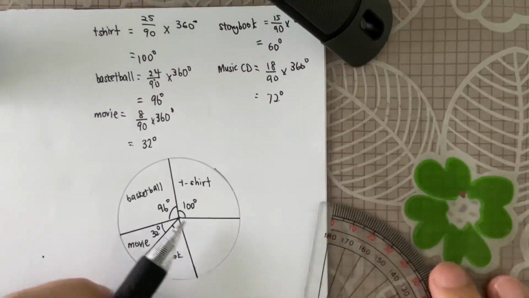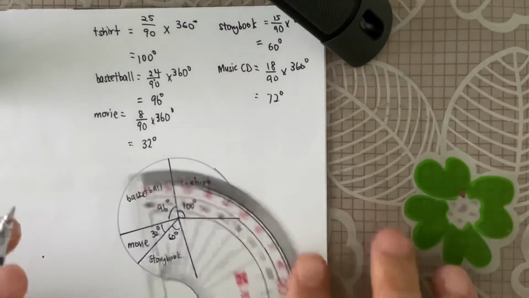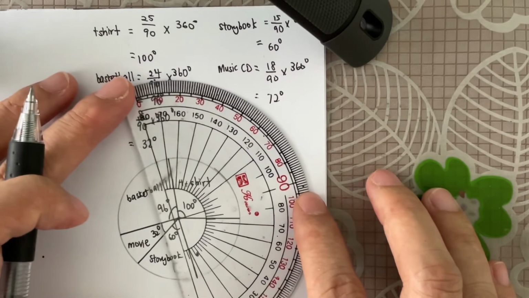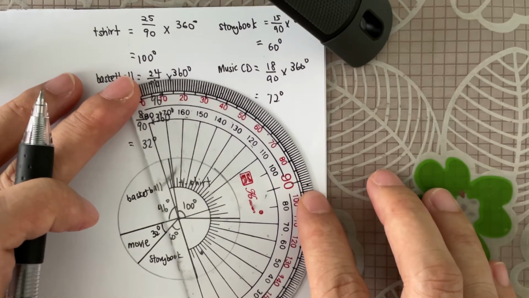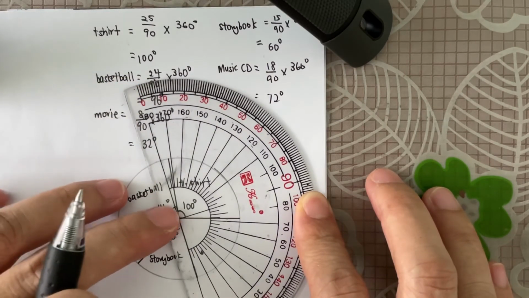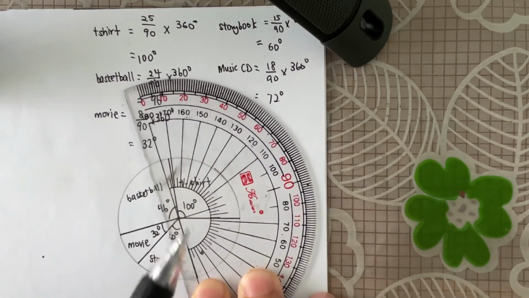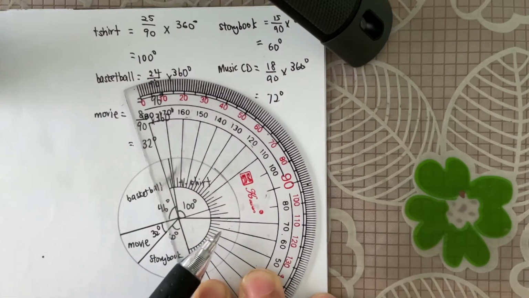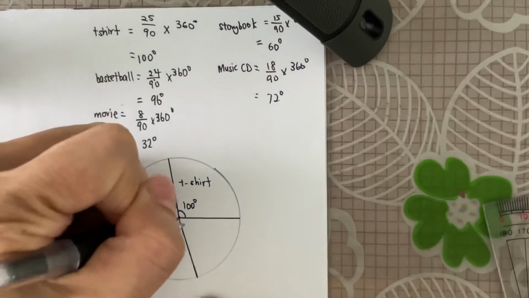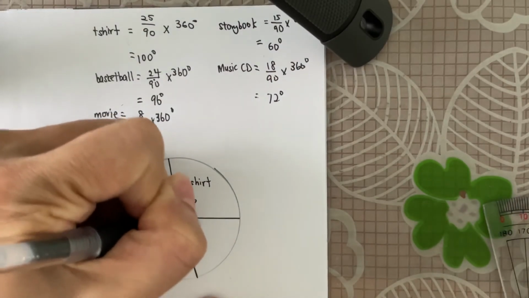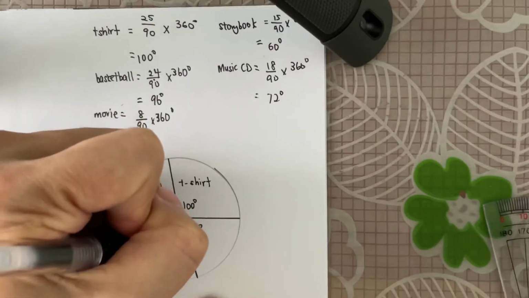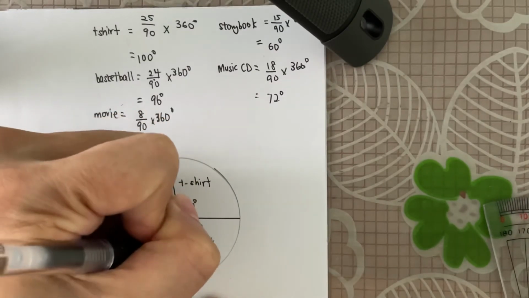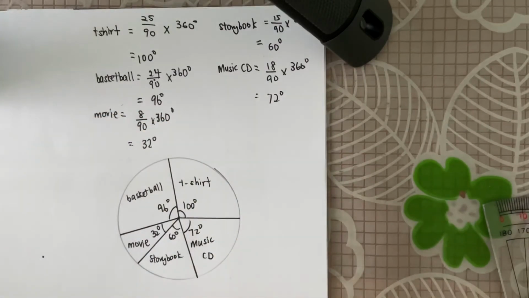And lastly, let's do a check that music CD is at 72 degrees. If our drawing is clear and accurate, it should be at 72 degrees. So we could see that yes, it is at 72 degrees. Final angle, 72 degrees, music CD. So this is how we come up with the pie chart.